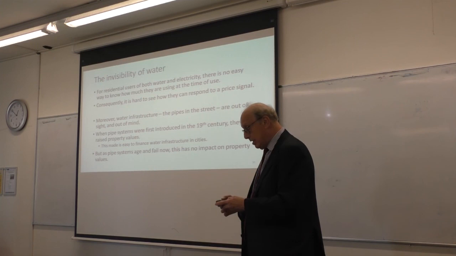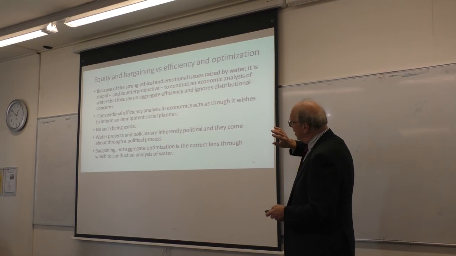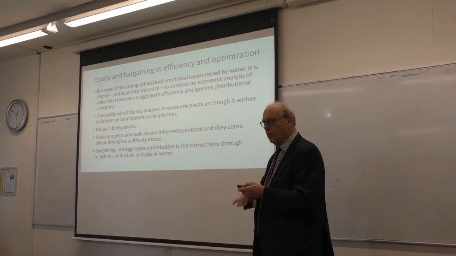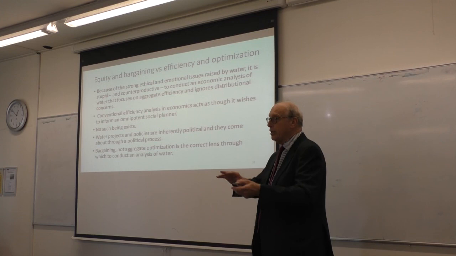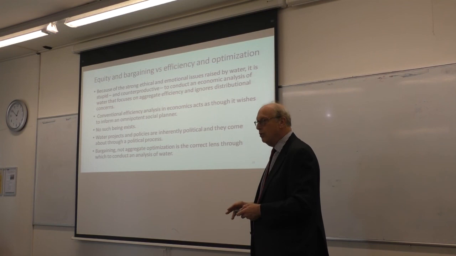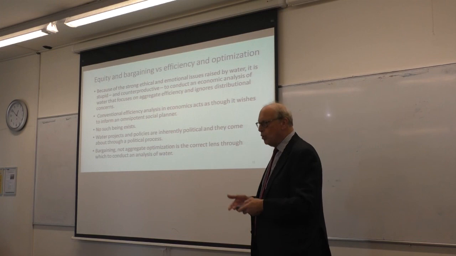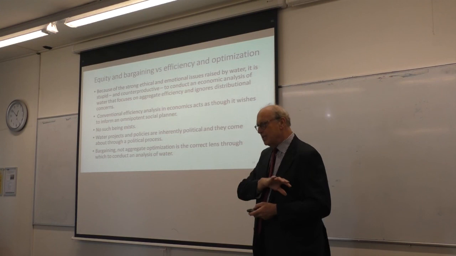So, because of the strong emotional and ethical issues, you have to pay attention to distribution. The standard economic approach of focusing on aggregate efficiency, that the aggregate net benefits, regardless of to whom they accrue, outweigh the aggregate costs, regardless of to whom they accrue, doesn't work. It doesn't work with many economic commodities, but least of all does it work with water because of the strong emotional and ethical concerns.